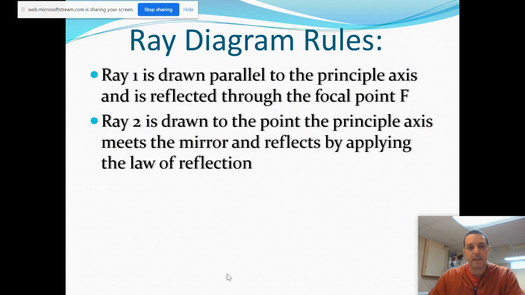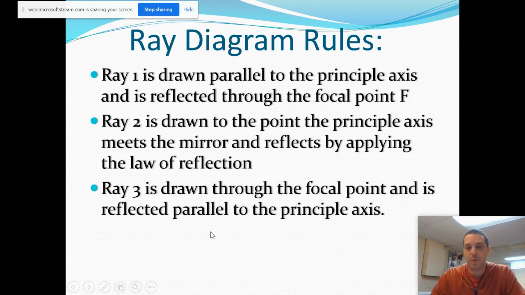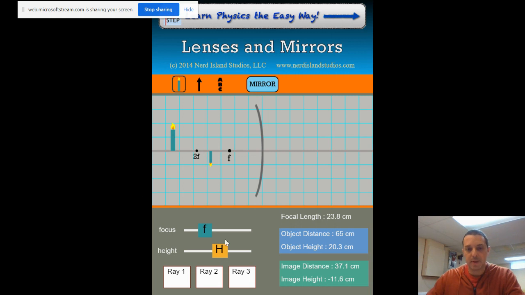Looking at our third ray, ray 3 is drawn through the focal point, and then it reflects parallel off of the principal axis. This is the inverse of ray 1. So ray 1 and ray 3 are more or less the same ray: one goes parallel to the mirror and then through the focal point, and the other goes through the focal point and then parallel out from the mirror. So let's take a look at this one. Here we're starting at the top of the candle, and then we draw a ray right through the focal point. And then when it strikes the mirror, it reflects off parallel.